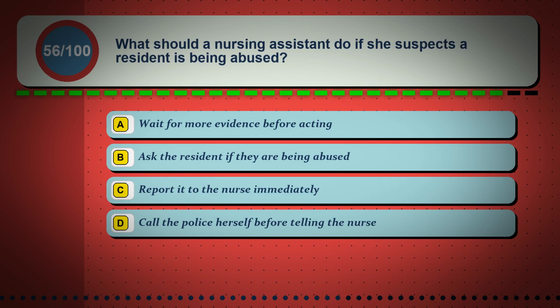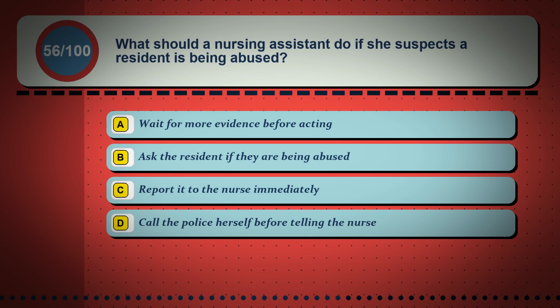Question 56. What should a nursing assistant do if she suspects a resident is being abused? Option A. Wait for more evidence before acting. Option B. Ask the resident if they are being abused. Option C. Report it to the nurse immediately. Option D. Call the police herself before telling the nurse.